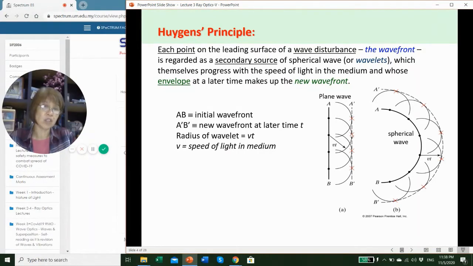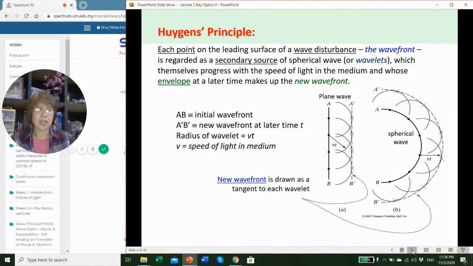This point would have reached here, this point would have reached here, and this point would have reached here. Then when you take the envelope of all these new secondary wavelets at time t later, at this tangent point here, you have this tangent line. So this will form the new wavefront at a time t later. Now, if you originally have a spherical wave, then at every point again, it becomes a secondary source of spherical wavelets at time t later. Then you can map out a new envelope, and this will be the new wavefront at time t later.